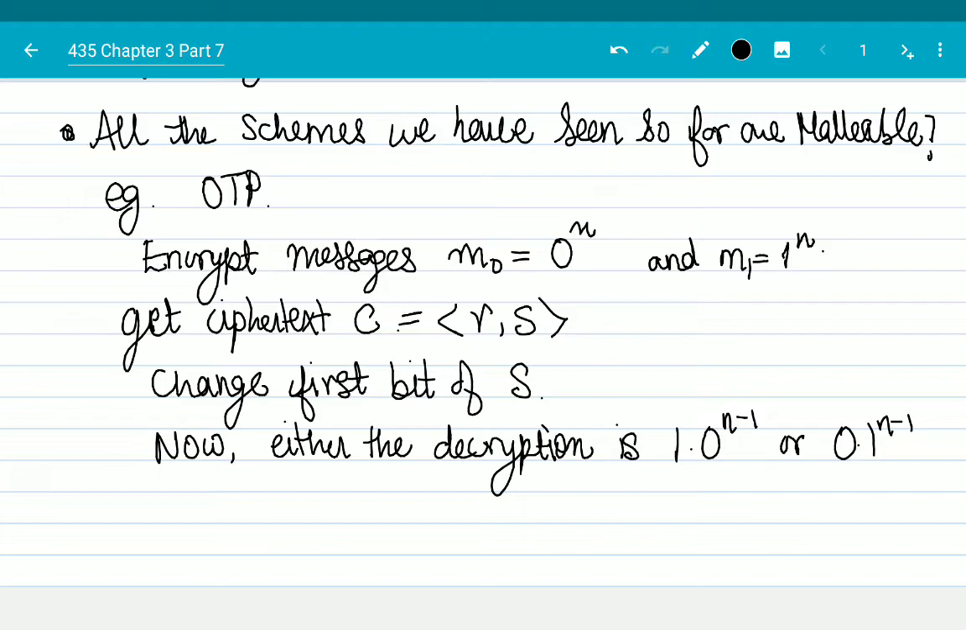So by changing the ciphertext slightly, I know what change I have done. I can predict what the change is. I might not know if it is 1 0 to the n minus 1 or 0 1 to the n minus 1, but with the next type of attack, if it's an active attacker and I can figure out the decryption of these two, I can tell which one it was, right?